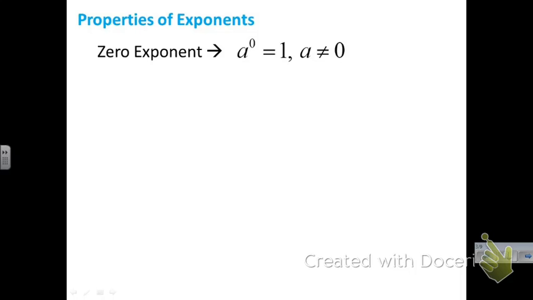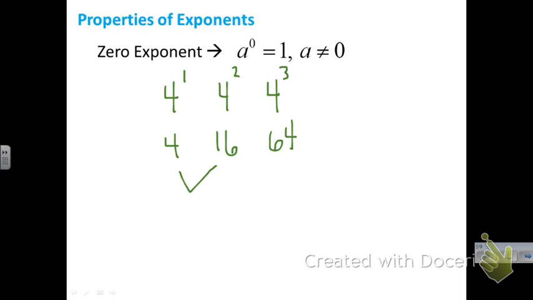Okay, your next property is called the zero exponent, and this we've learned before. This says anything to a 0 equals 1 as long as a does not equal 0. And we talked about it before. We started with something like 4 to the first, 4 to the second, 4 to the third, and we looked at what happened with each of these. 4 to the first is 4, 4 squared is 16, 4 to the third is 64, and we talked about what's happening as we go from this number to the next number, and you can see that we're multiplying by 4. So if I want to go the opposite direction, I'm going to divide by 4.